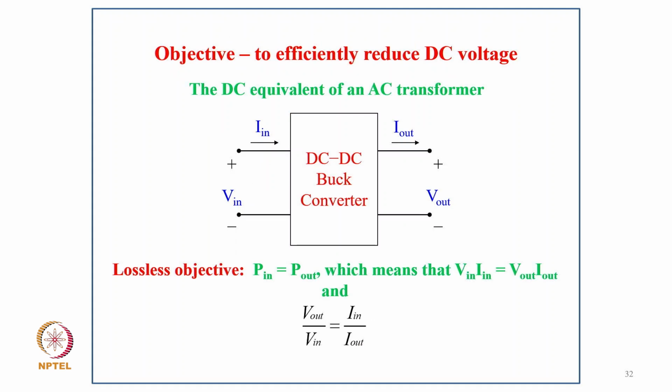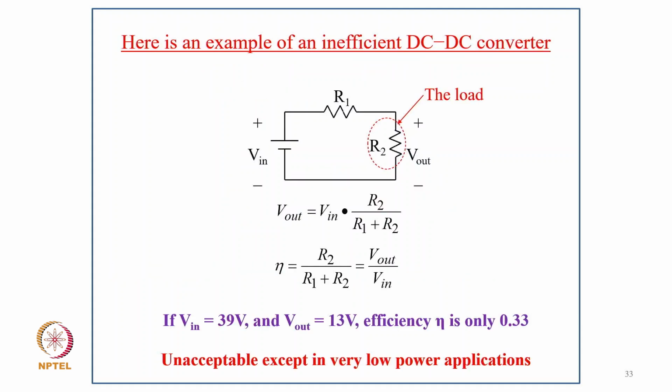Now, the DC equivalent of this DC-DC buck converter is similar to an AC transformer, which we consider as lossless, that is ideal, where Pin equals Pout, which means Vin Iin equals Vout Iout, and which becomes Vout upon Vin equal to Iin upon Iout, similar to a transformer. Now coming to an example of an inefficient DC converter.